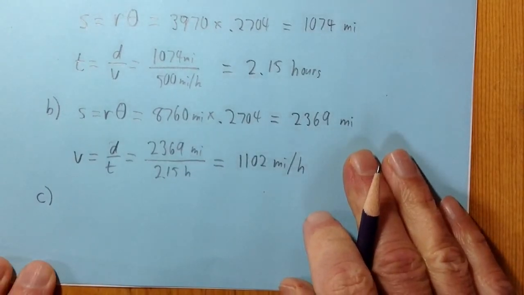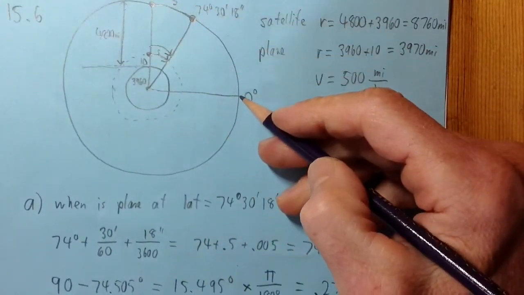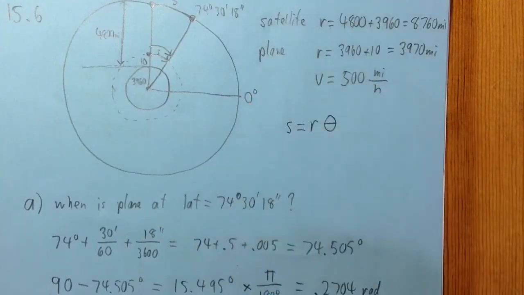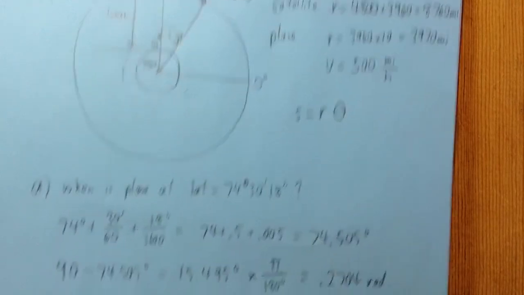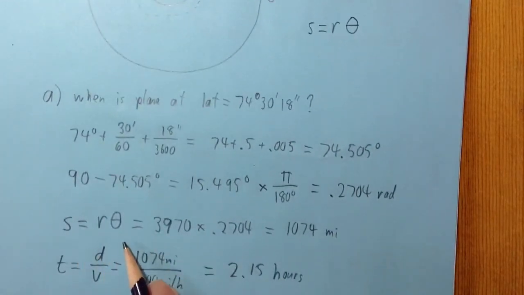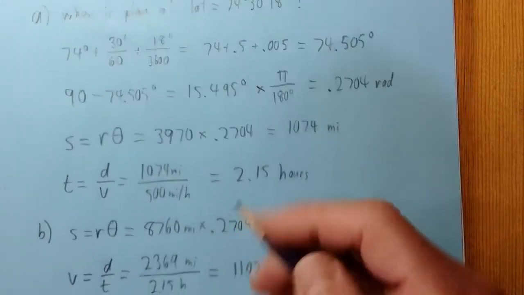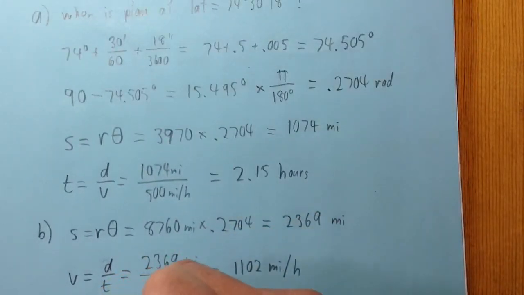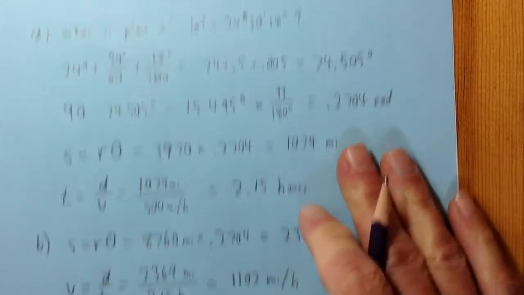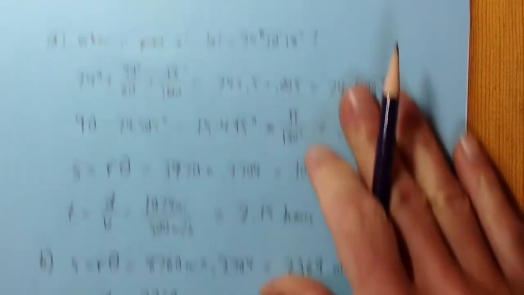Let's see, part C, when is the plane directly over the equator and how far has it traveled? Okay, for the plane to be over the equator, it's got to go a full 90 degrees. So we do the same thing we did up here. We've got to figure out the distance, which is r theta. The distance the plane goes is r theta, but now theta is 90 degrees, which we don't even have to do the math. Pi is 180 degrees. 90 degrees is pi over 2. So the angle is pi over 2. We don't have to do some crazy 74 degrees and everything.